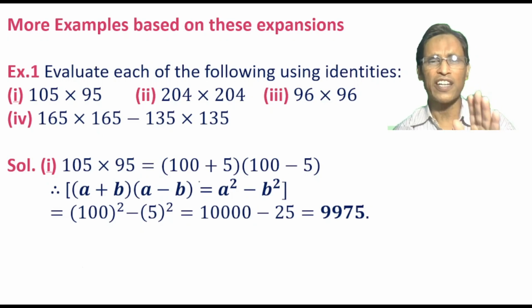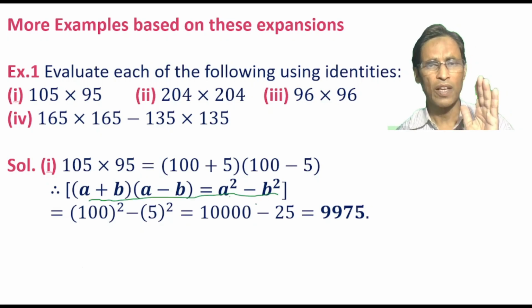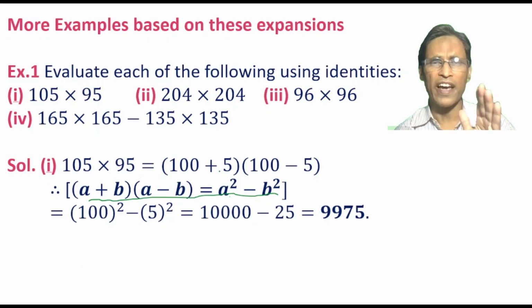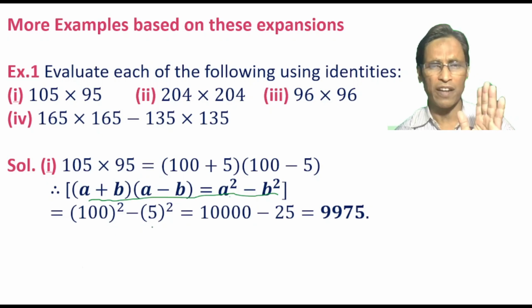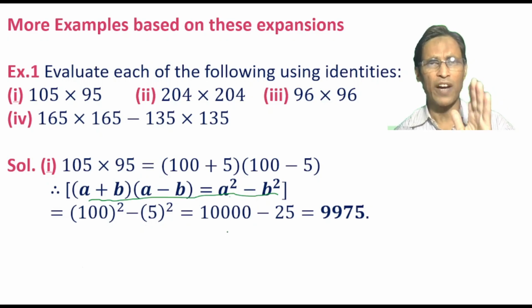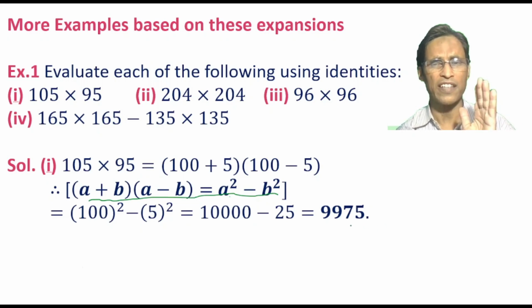Clearly, ये इंडिकेट कर रहा है कि दिस पैटर्न इज बेस्ड ऑन द आइडेंटिटी a plus b into a minus b, which is equal to a square minus b square, and this identity is given here. इस प्रोडक्ट में 100 रिप्लेस कर रहा है a को और 5 रिप्लेस कर रहा है b को। Therefore, a square minus b square जब हम यूज करेंगे to find the product, then we will have 100 square minus 5 square. 100 square means 10,000 and 5 square means 25. Therefore, 10,000 minus 25 gives 9,975, and this is the answer.